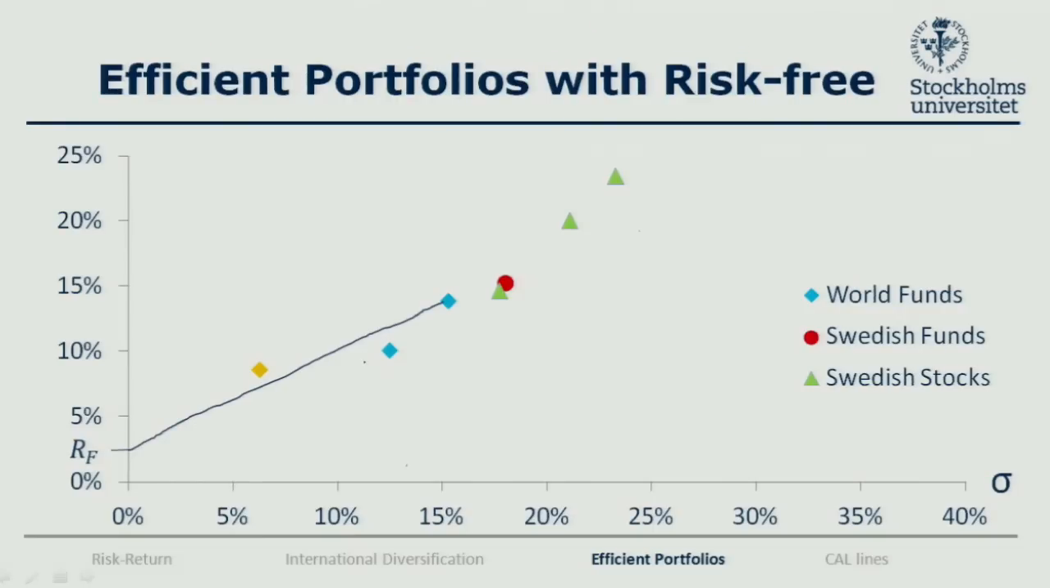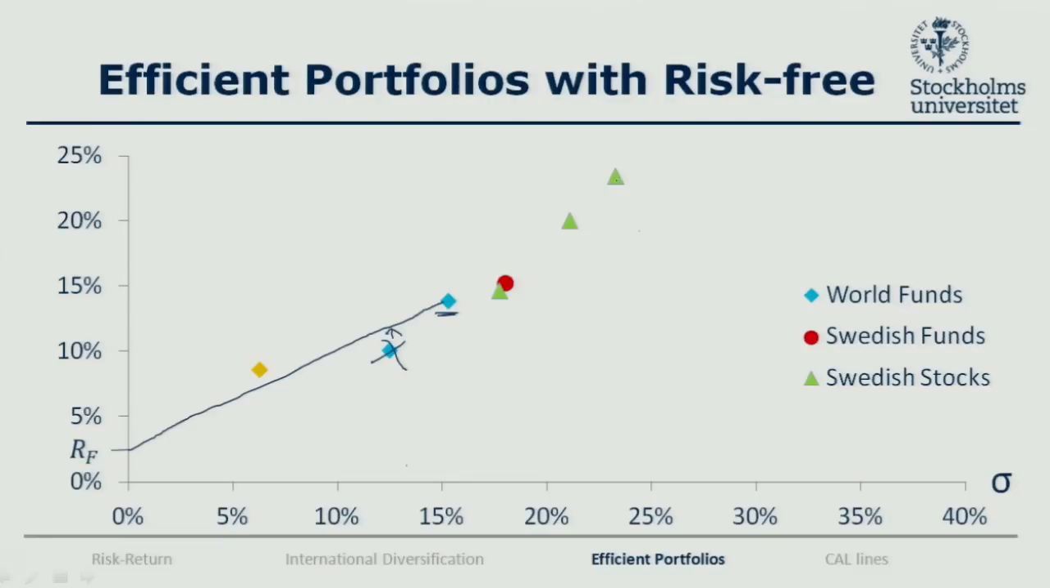And what does that mean for me? Well, it means that that one is actually not efficient, because by investing some part in the risk-free rate and some part in this fund, I can reach the return level of here, taking the same risk as investing all my money in that fund. Therefore, I would not like to invest in it.